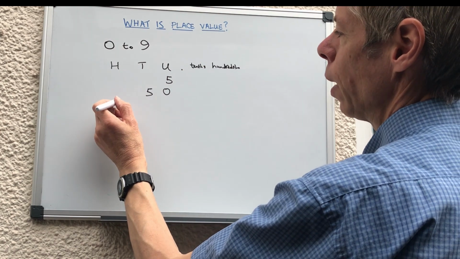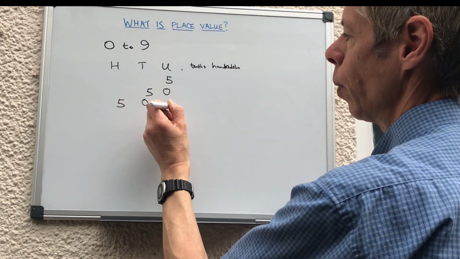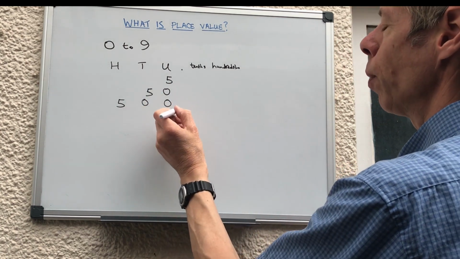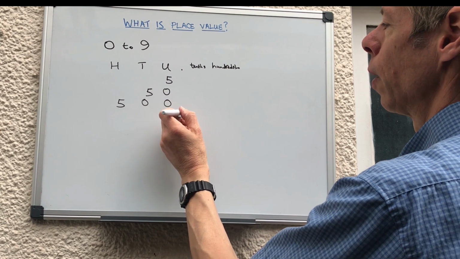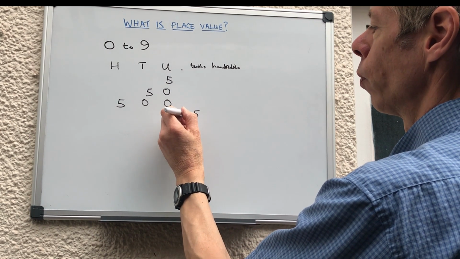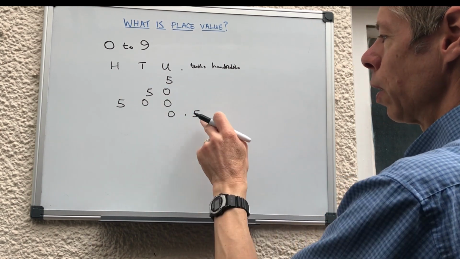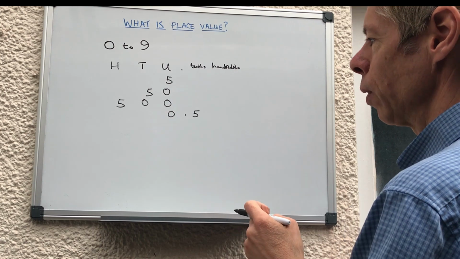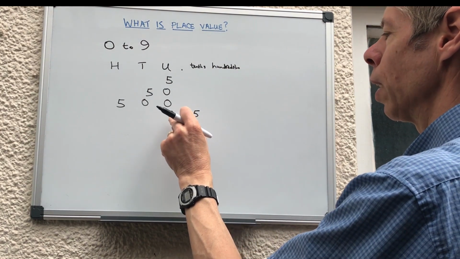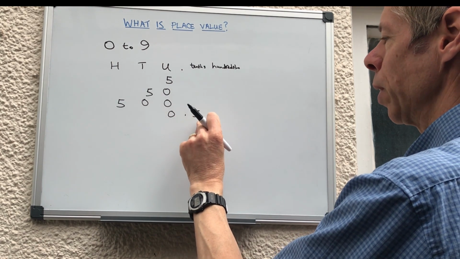If we move it out again, so going this way, we're multiplying by 10, it's now going to be worth 500. On the other hand, if we move the 5 from here and we put it in this column, it's now worth 0.5 or a half. So that's where your decimals come into the series. So if we're going to move a number past a decimal point, it'll end up as a decimal.